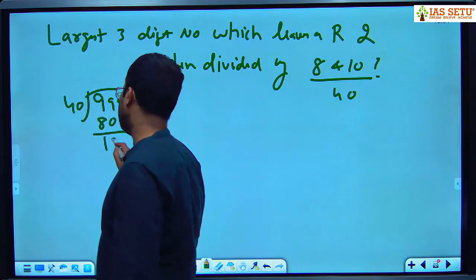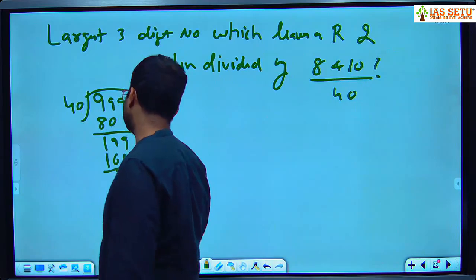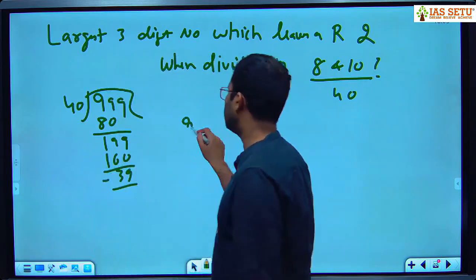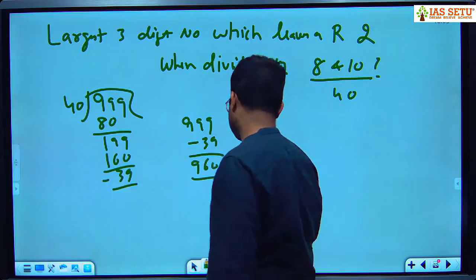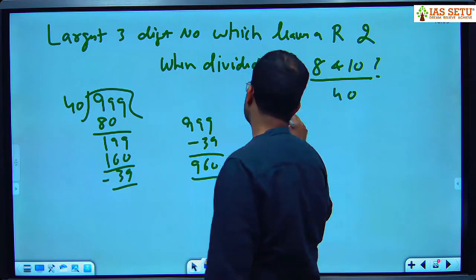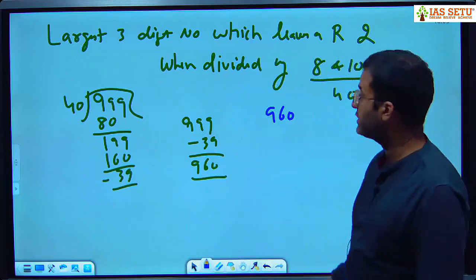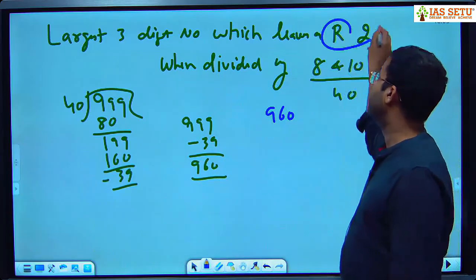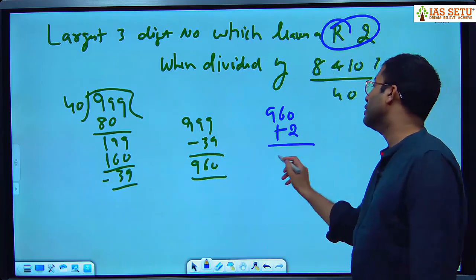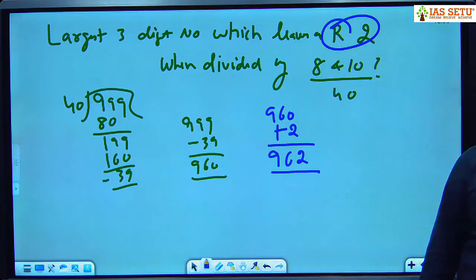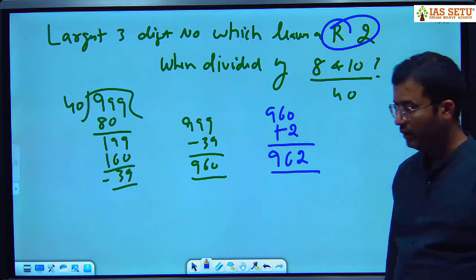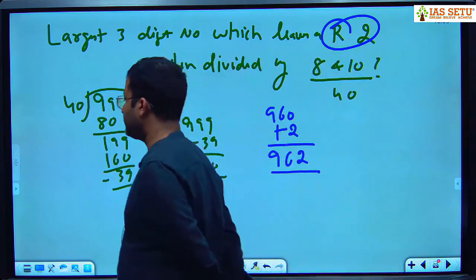80, 199, 160, 39, subtract 39, 999 minus 39, 960 is the largest 3-digit number which is exactly divisible by 8 and 10, but we need remainder 2, plus 2, so our required answer is 962. Okay, next type 6.